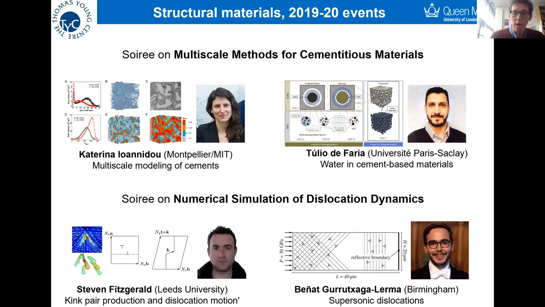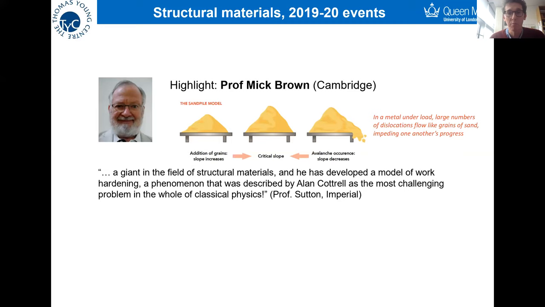And we were also very lucky that we managed to have a talk by Professor Mick Brown from Cambridge. Mick Brown has been defined as a giant in the field of structural materials because of the development of a model of work hardening, a phenomenon that was described by Alan Cottrell as the most challenging problem in all of classical physics. For example, in this figure, a cartoon depicts a metal that is under load, which you can describe as a large number of dislocations that impede one another's progress. So we were very lucky to have Mick Brown presenting his groundbreaking work in this field.